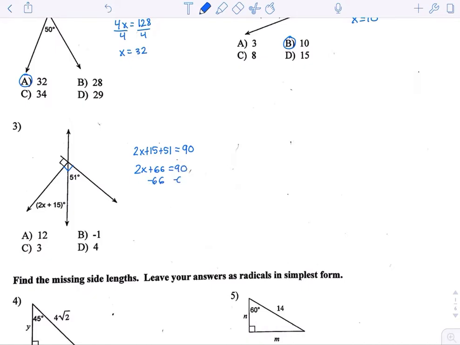Subtract 66 from both sides, and you get 2x is equal to 24. Divide both sides by 2. x is going to equal 12. So the answer is A.